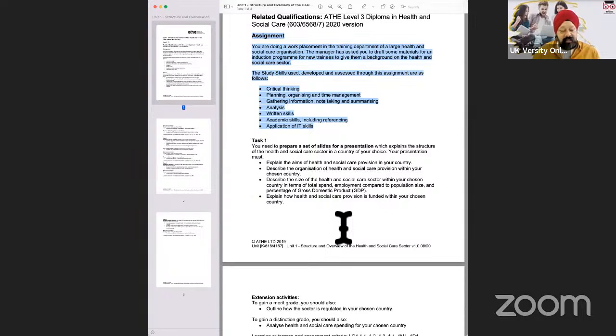The reason I say this is in most cases, when you look at ATHE assignments in the health and social care course, they will always be asking for two types of output. One, the idea is we don't want you to produce pages and pages of assignment. We don't want you to write a thesis. Your assignment should not be exceeding more than 5,500 words.